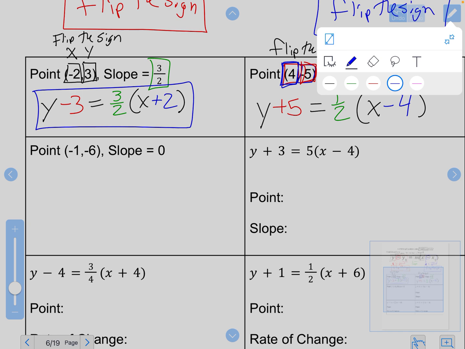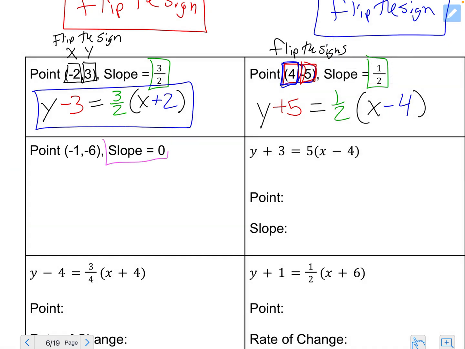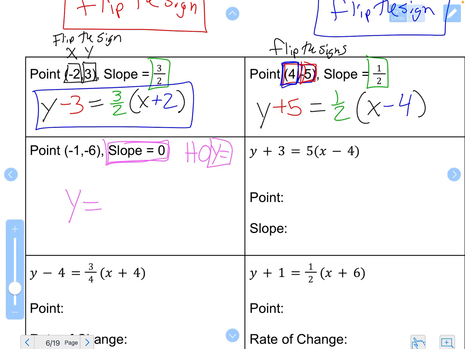So with this next one, as soon as I see that the slope is 0, I automatically know that it's a horizontal line. I know that horizontal lines are y equals, and so I'm going to take my y point, and it's going to be y equals -6. We don't need to put it in point slope form. We know that that is our equation.